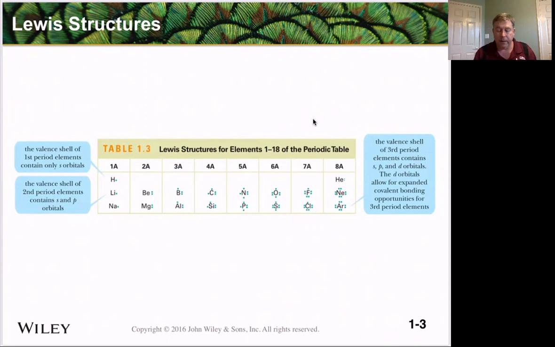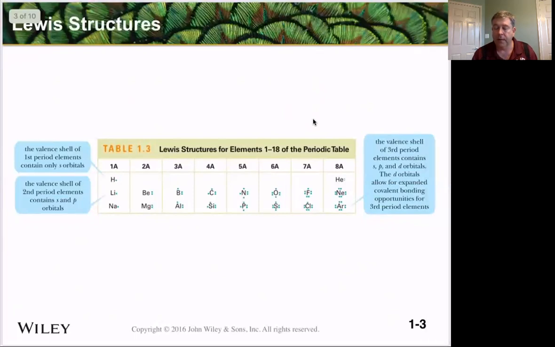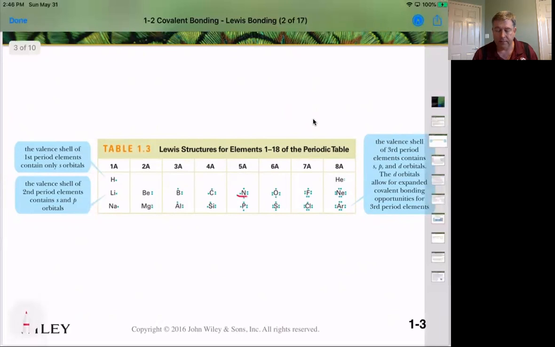If we look at the other elements here, for example, boron has 3 electrons on its outer shell. Carbon has 4 electrons on its outer shell. Nitrogen has 5. Oxygen has 6. Fluorine has 7. And the noble gases all have 8 on their outer shell, which makes them less likely to react. Do we have to memorize this chart?